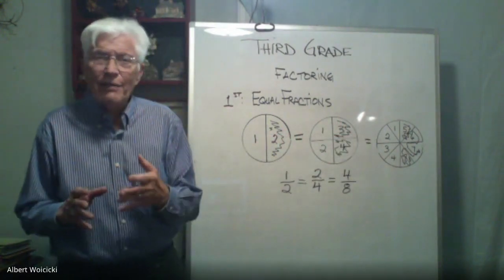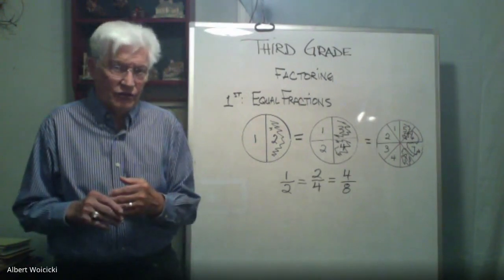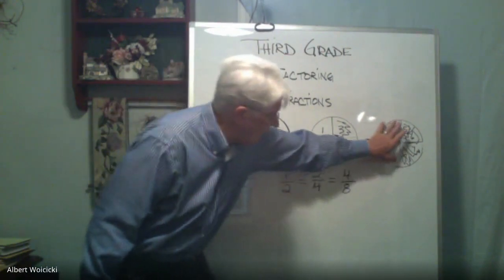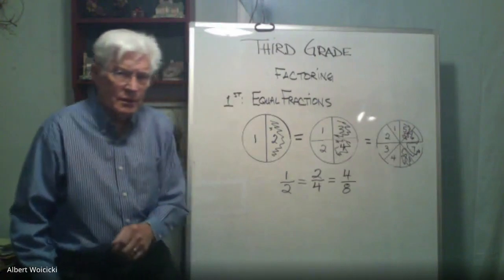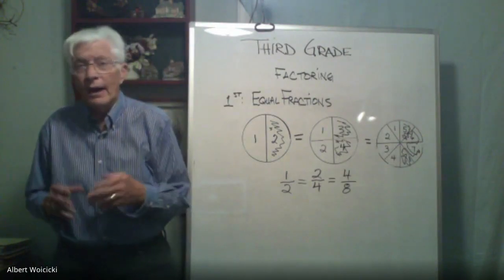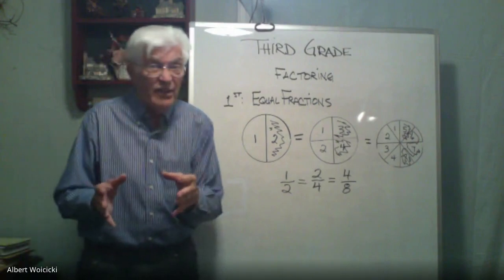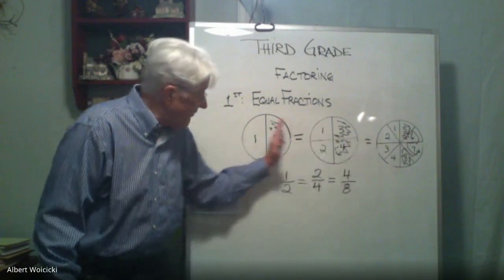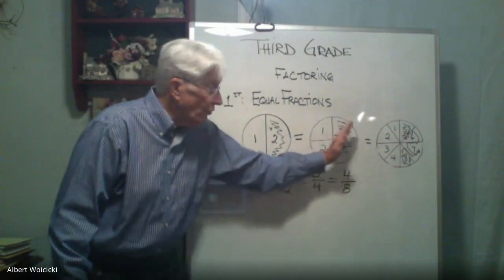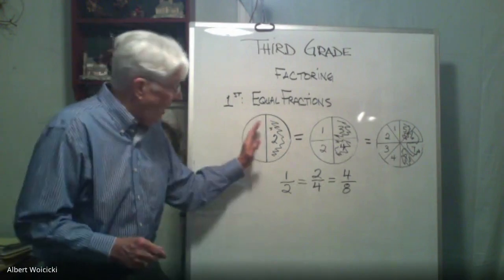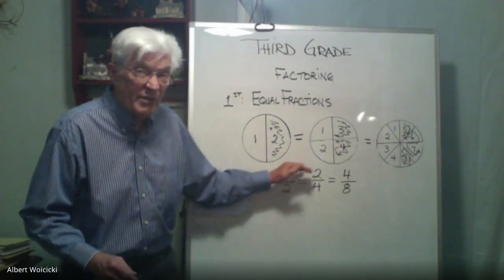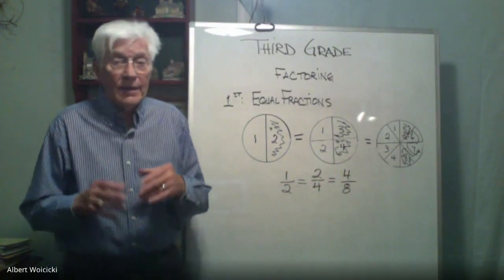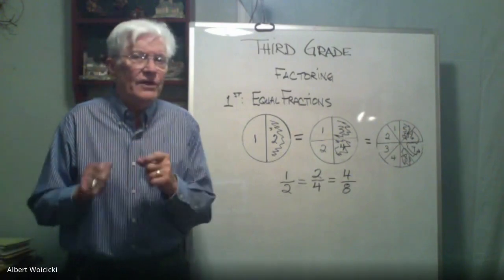Now, I've also done it a third time. This time I've broken it up into 8 sections. 4 of them on one side, 4 on the other. Again, the youngster has to understand this, that each time the piece on this side is no different. So that 1 out of 2 is the same as 2 out of 4, is the same as 4 out of 8.